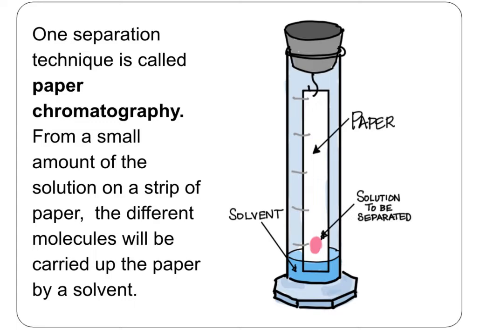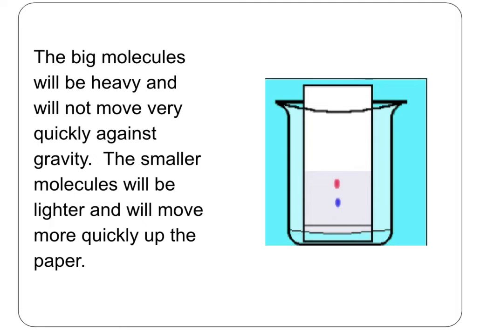One separation technique is called paper chromatography. If we put a small amount of the solution on a strip of paper, the different molecules will be carried up the paper by a solvent. As the molecules move up the paper, they are moving against gravity. The big molecules are heavy and will not move up very quickly against gravity. The smaller molecules are lighter and will move more quickly up the paper. This separates the molecules so that scientists can identify what they are.